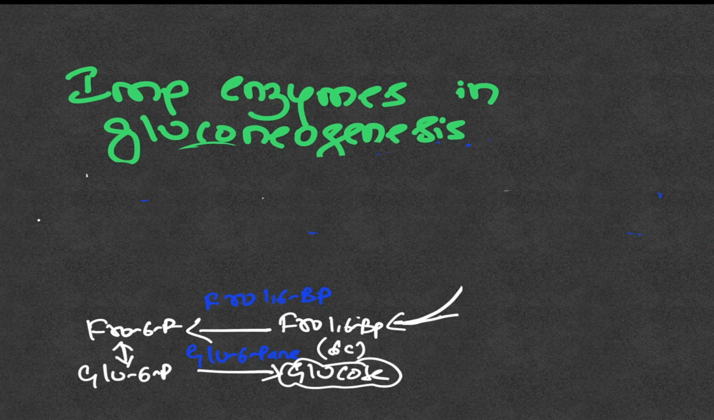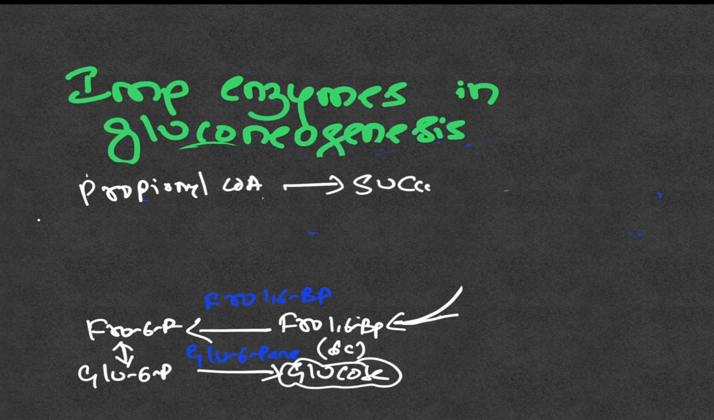So, propionyl CoA coming from gluconeogenesis, that is, Bob needs vitamin M. Propionyl CoA is converted to succinyl CoA. Initially it is converted to methylmalonyl CoA. Propionyl CoA is converted to methylmalonyl CoA.